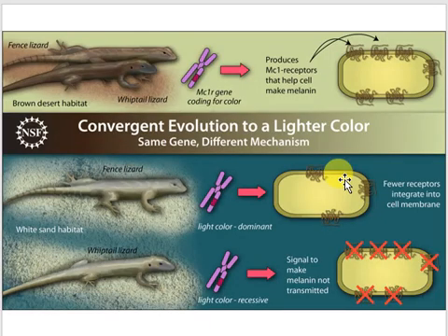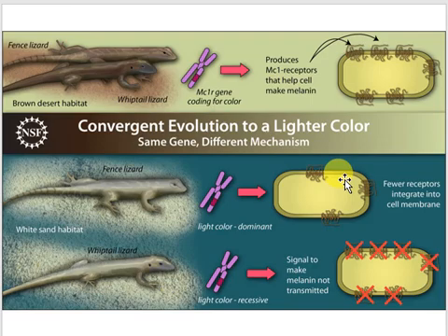Let's see some other examples. These guys are cool. Whiptail and fence lizards. Again, this goes back to natural selection acting on phenotypic differences, not genotypic. When they're on dark soil, they are dark colored. In the brown desert habitat, they are a very dark brown. When they're found on white sands in lighter environments, they exhibit a much lighter skin color, and that allows them to have better camouflage, so it lowers their predation rates.